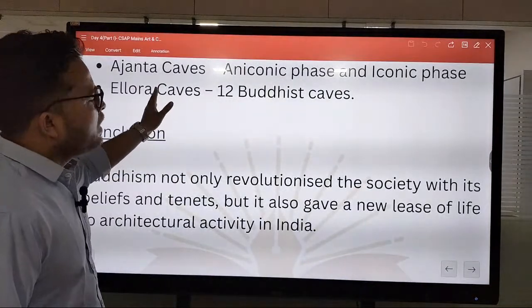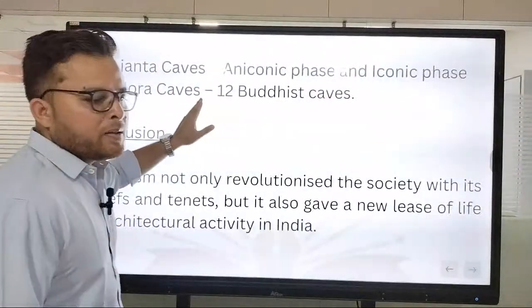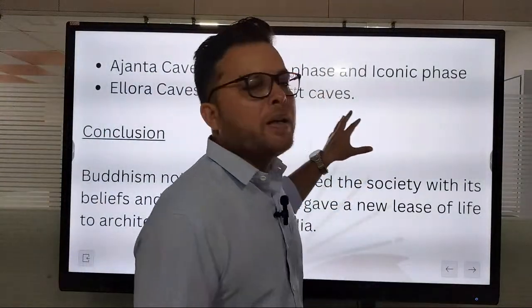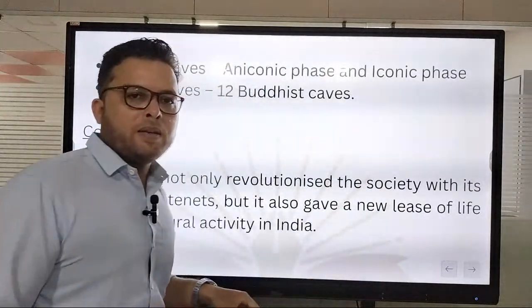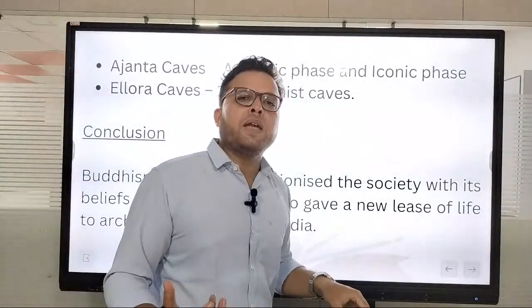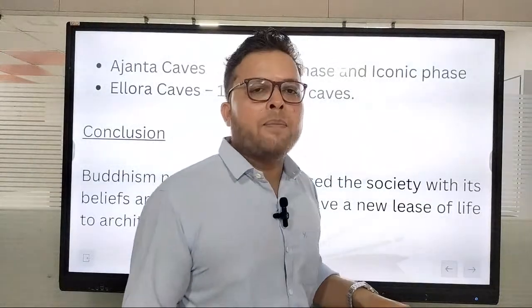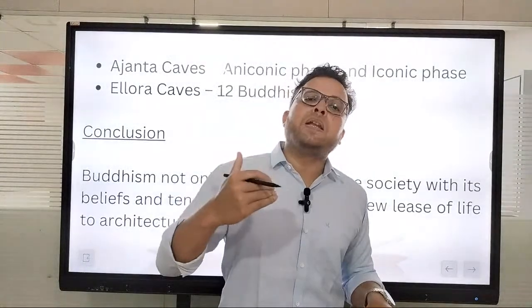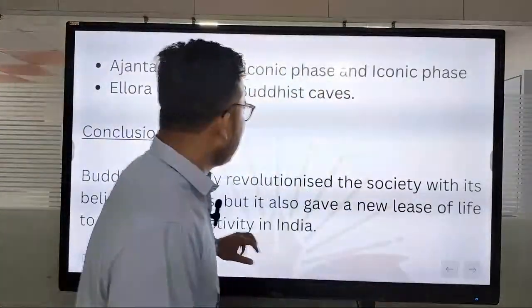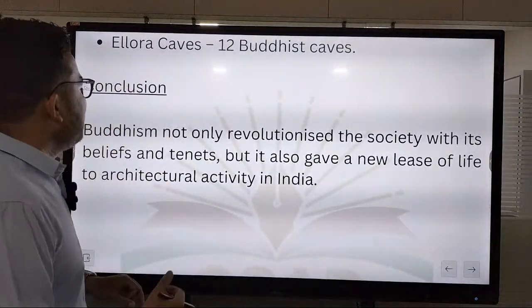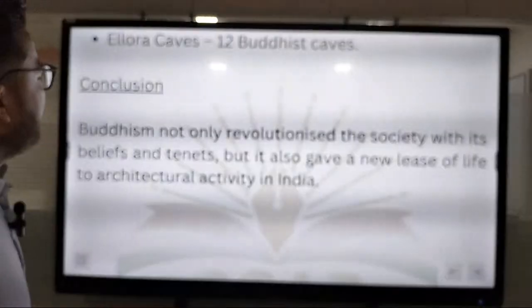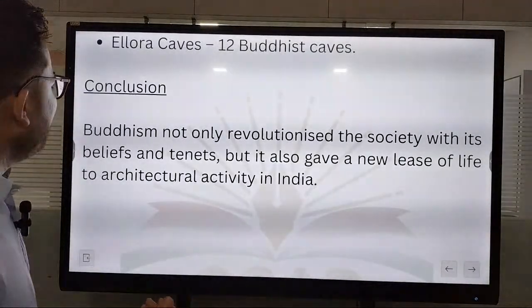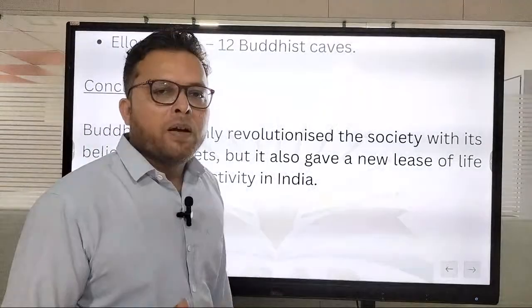In Ellora also you will find Buddhist caves, but only 12 Buddhist caves. Out of a total number of 34 caves, only 12 have been dedicated to Buddhism, because in Ellora you will also find Hindu caves and Jain caves. In fact, the Kailashnath temple at Ellora, built by a Rashtrakuta king by the name of Krishna, is considered to be the pinnacle of rock cut architecture in India. In conclusion, Buddhism not only revolutionized society with its beliefs and tenets, but it also gave a new lease of life to architectural activity in India.